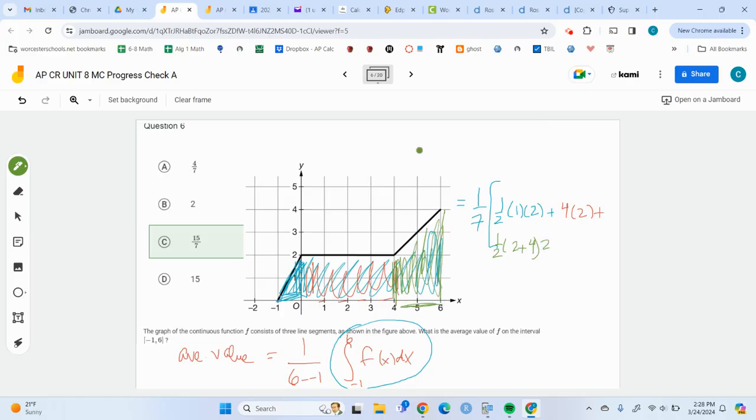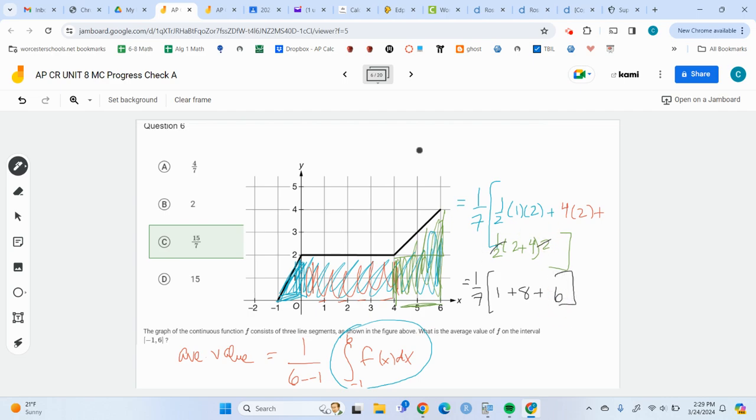And I could obviously break this up into another triangle and a square, which would honestly probably be easier, but I've kind of already committed to this. So 1/7 times 1/2 times 1 times 2 is 1, plus 8, plus, these will cancel, this is 6.